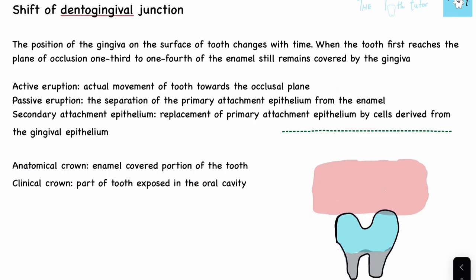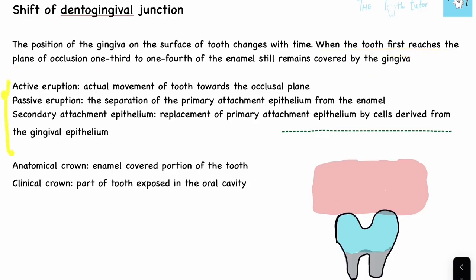Now moving ahead to the shift of the dentogingival junction. This is another short answer question topic. What is happening is that your gingiva won't remain at the same place for your entire life. First, I'll just read over the introduction. The position of gingiva on the surface of tooth changes with time. When the tooth first reaches the plane of occlusion, one third to one fourth of the enamel still remains covered by the gingiva. I'll explain this.